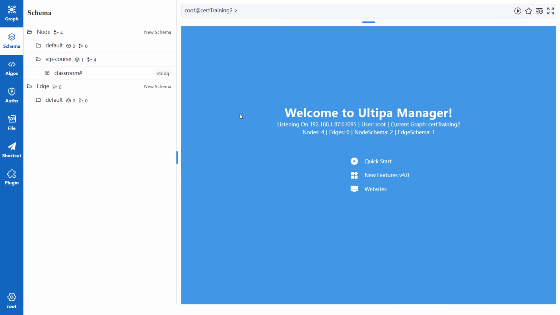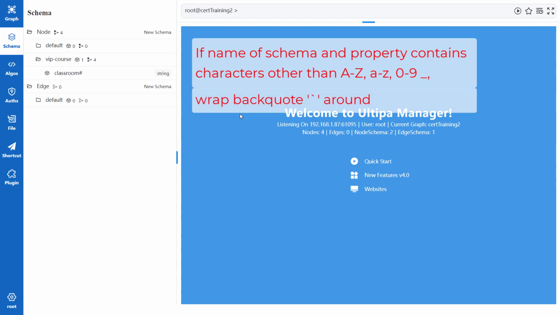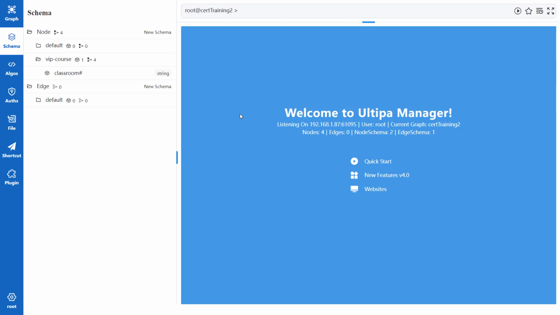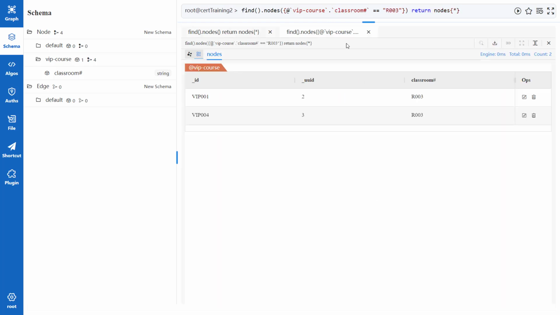When invoking schema and property in the UQL, if their names contain characters other than letters, numbers, and underscore, then backquotes should be wrapped around their names. This is a graph model with a node schema named VIP-course, and it has a property named classroom#. To find nodes with classroom number R003, we should set the filter like this. Otherwise, the UQL is not considered as legal.